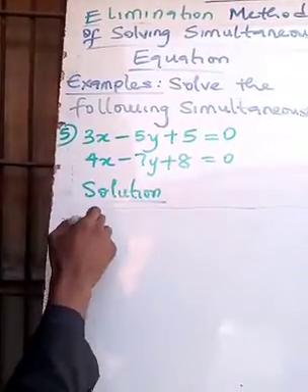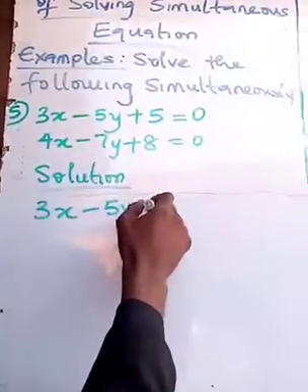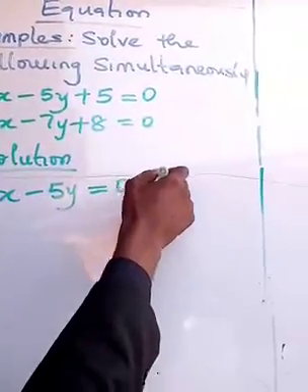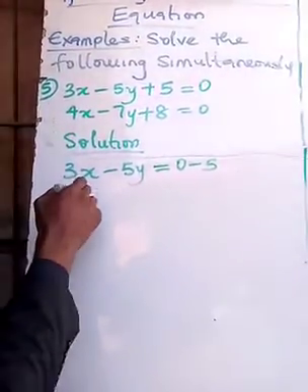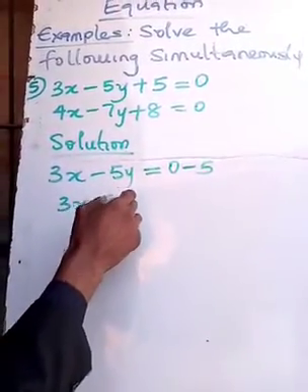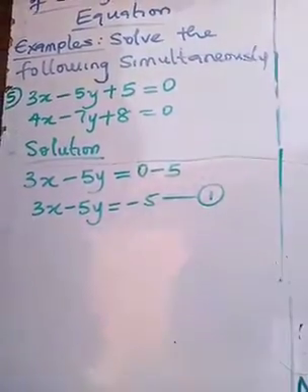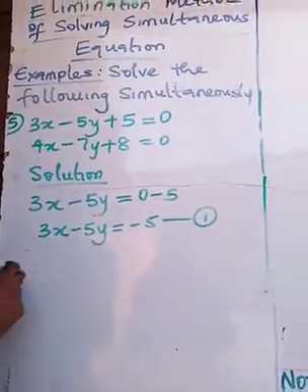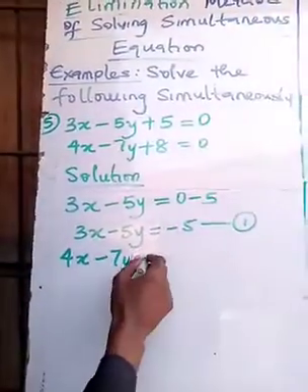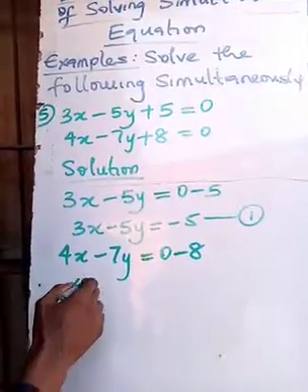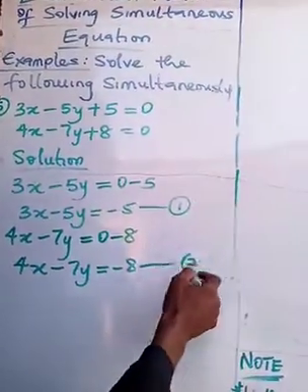If we take the constants to the other side, this plus 5 goes to that side, it becomes 0 minus 5, and 0 minus 5 is minus 5. So we have 3x minus 5y is equals to minus 5. Let's say this is our equation 1. And for the other one, we have 4x minus 7y. If the 8 goes to the other side, it becomes 0 minus 8. So we have 4x minus 7y equals to minus 8.